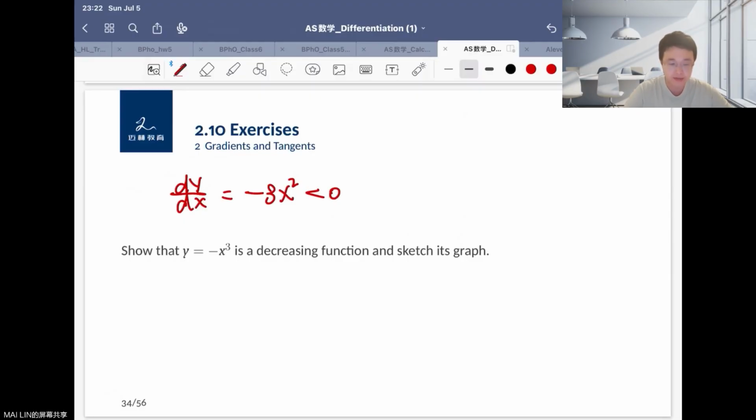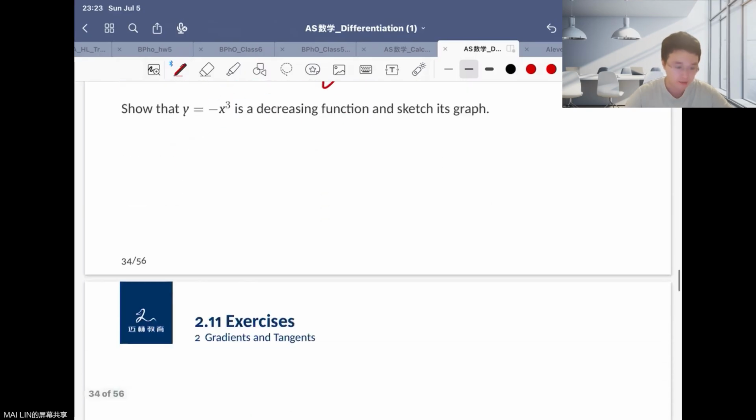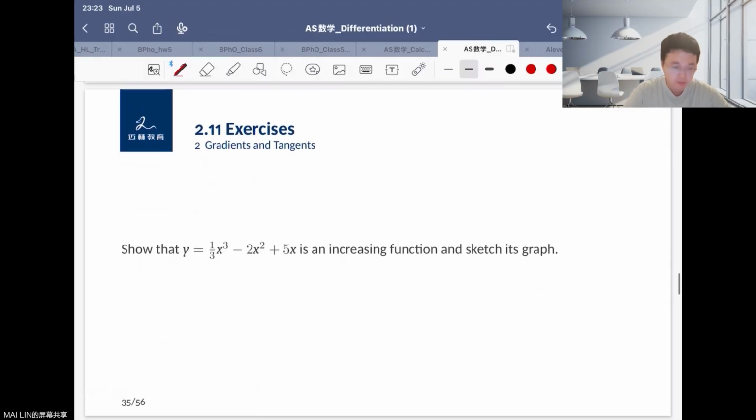Because it's negative 3x squared. x squared is bigger than 0, so negative 3x squared is smaller than 0, right? So that is a decreasing function. And for the second problem, y equals 1/3 times x cubed minus 2x squared plus 5x. So you can first try to differentiate it.